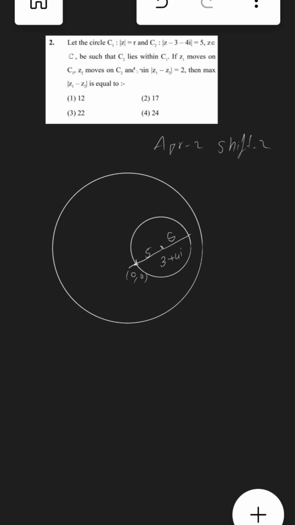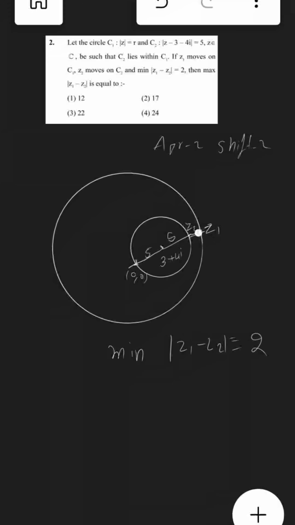A point Z1 moves on C1, and Z2 moves on C2. So the minimum of mod of Z1 minus Z2 is equal to 2.